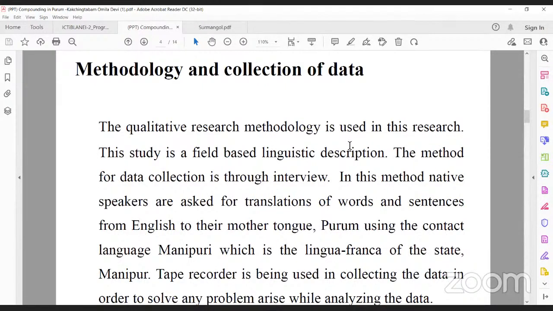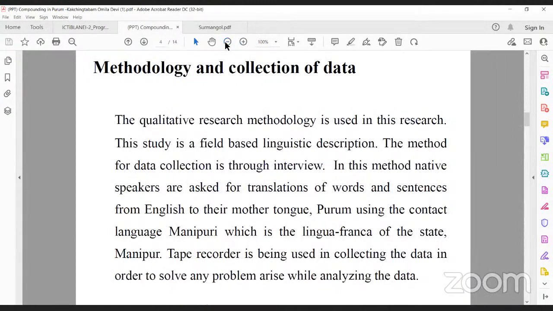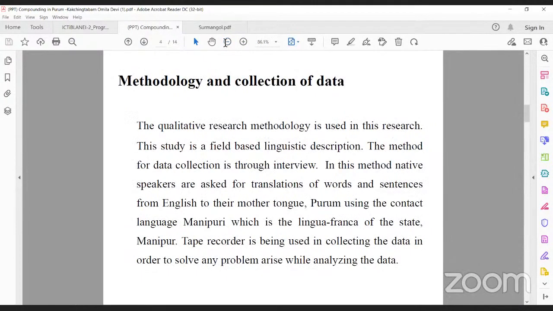Methodology and this is not a full site, full screen. Not full screen. Okay. I couldn't see the full page, full slide. Okay, I just enlarged. That may be the reason. Mm-hmm. Is that okay? Yeah, okay.